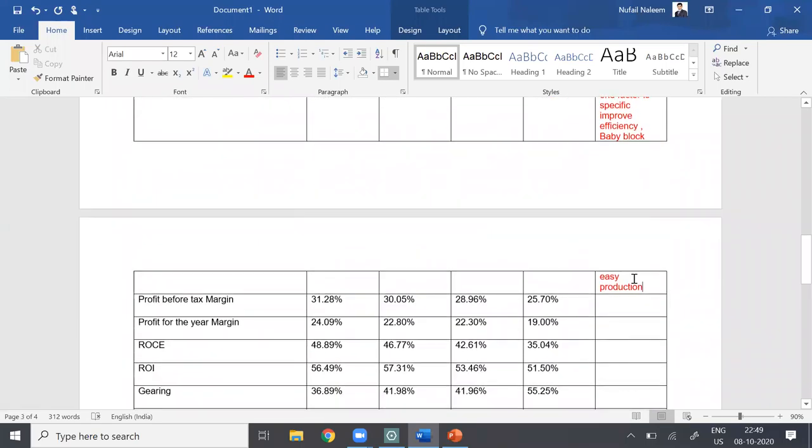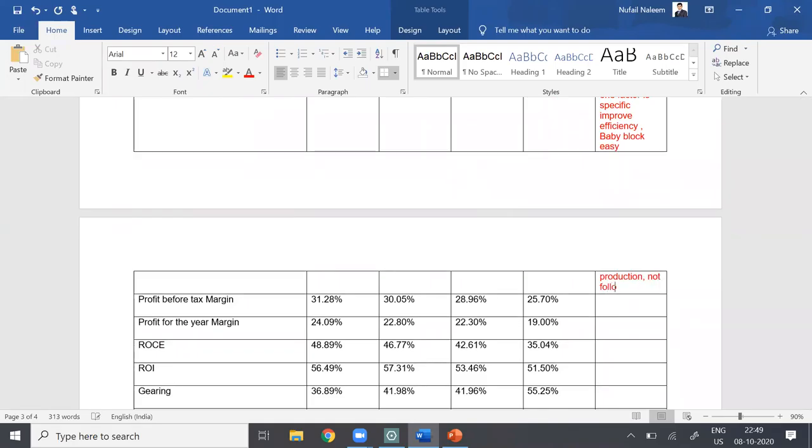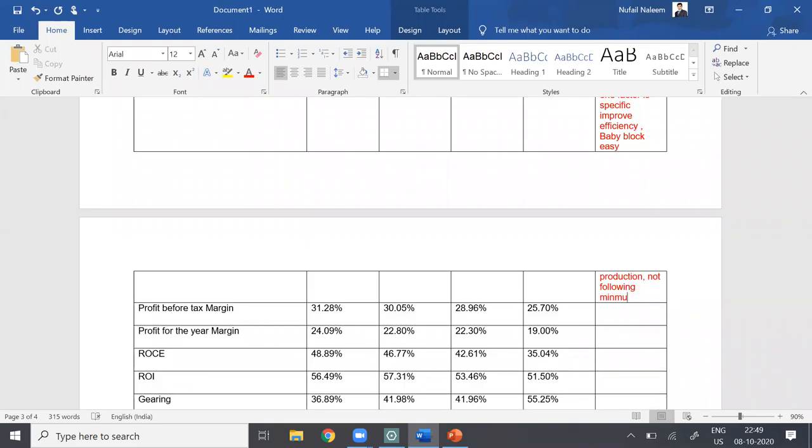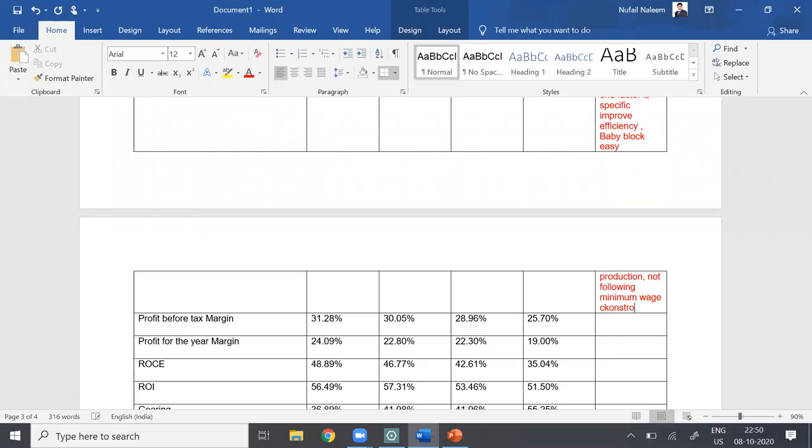Wonderful point. So can we write down that also? Not following minimum wage, which is a very, very important thing that you need to keep in mind. Students, are you getting that understanding? Yes or no? And I'll put Constro, because Constro is not following the minimum wage.